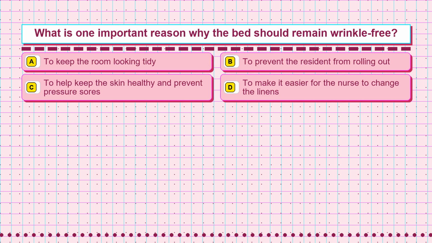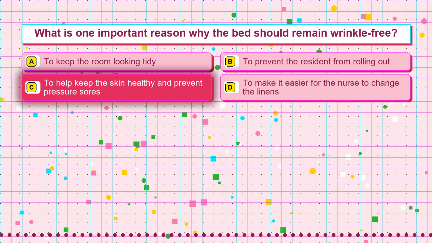Question 87. What is one important reason why the bed should remain wrinkle-free? Option A. To keep the room looking tidy. Option B. To prevent the resident from rolling out. Option C. To help keep the skin healthy and prevent pressure sores. Option D. To make it easier for the nurse to change the linens.